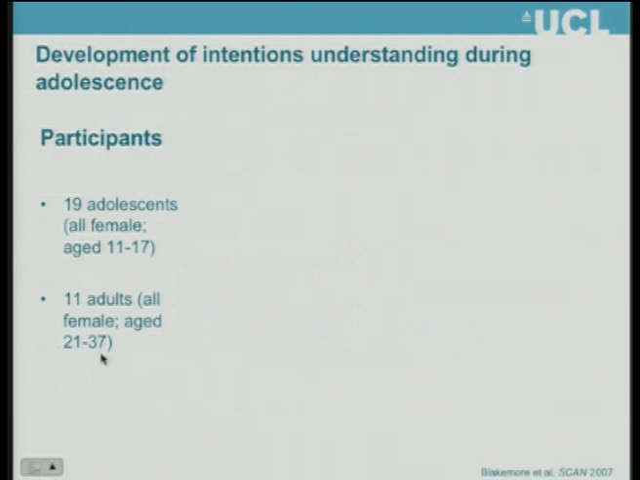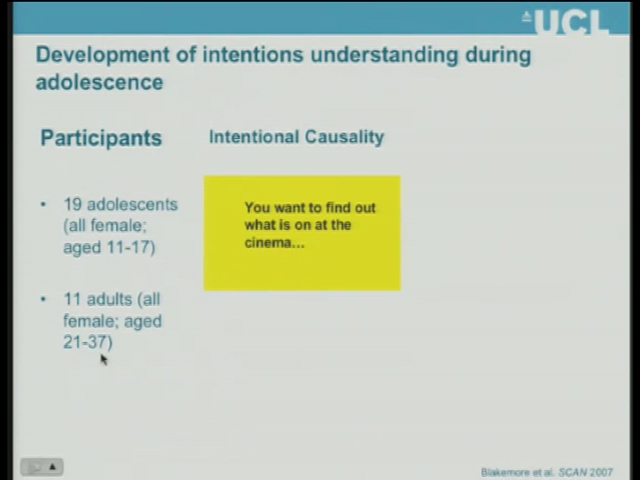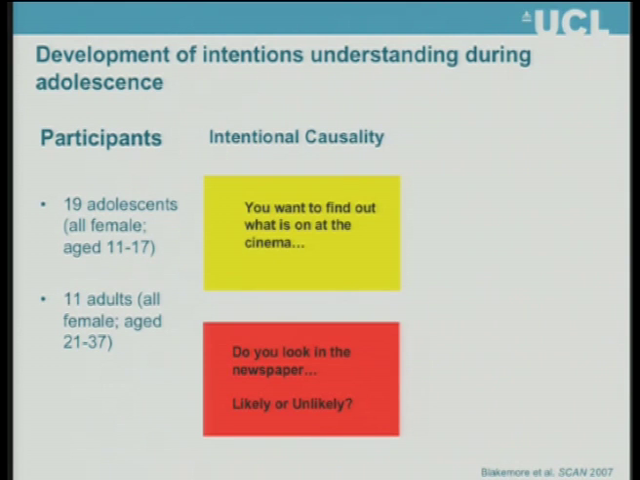So we scanned a group of adolescents and a group of adults while they were thinking about intentions. We had an intentional causality condition where participants read a long series of scenarios pertaining to intentions. So, for example, you want to find out what's on at the cinema. Do you look in a newspaper? Is that likely or unlikely? So we're just getting people to think about having an intention like this one and what kind of consequential action they might take as a result of that intention.